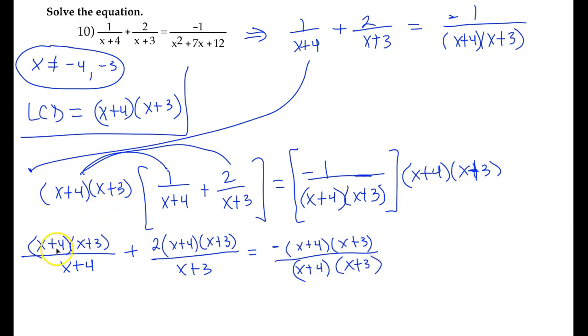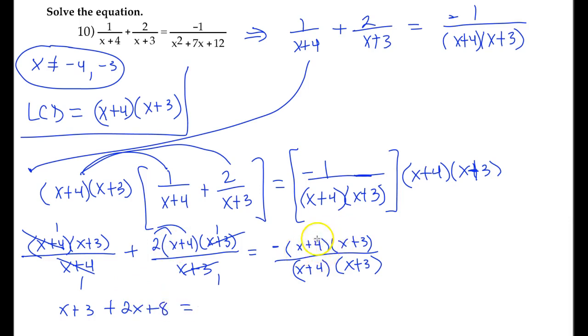And starting from the left here, you see how we had the x plus 4s here. They will reduce to 1 and just leave us with x plus 3. Here, the x plus 3s reduce to 1, and this just leaves us with 2 times x plus 4. And if we went ahead and multiplied the 2 to both terms there, that would be 2x plus 8.